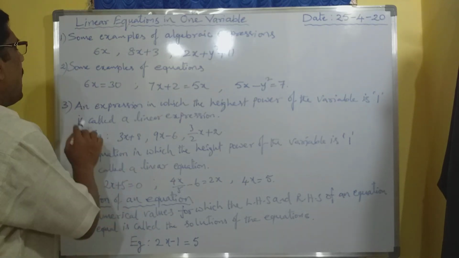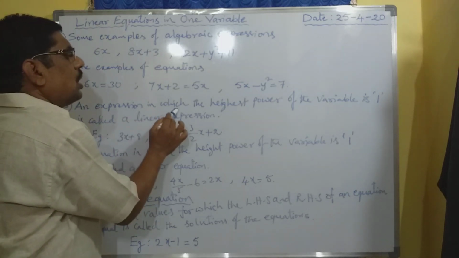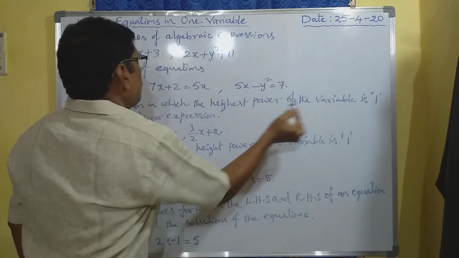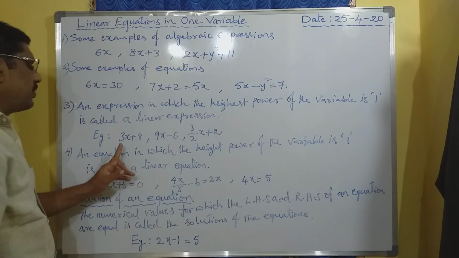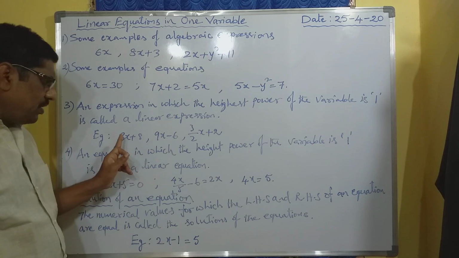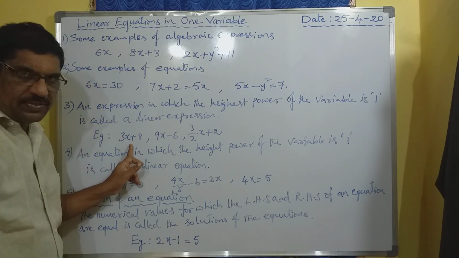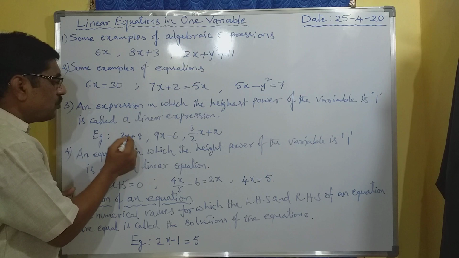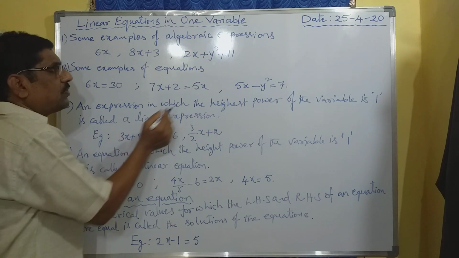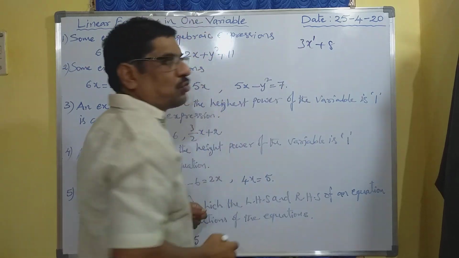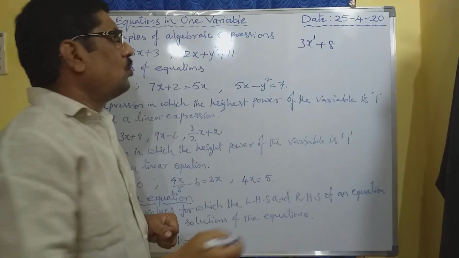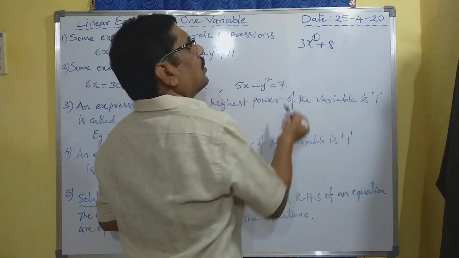An expression in which the highest power of the variable is 1 is called a linear expression. Now look at this: 3x plus 8. What is the variable in this expression? X. What is its power? There is no power for x. 3x plus 8, x can be written as x to the power of 1. So the highest power is 1.